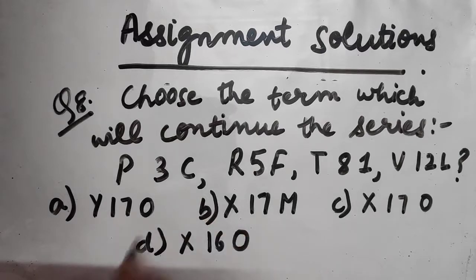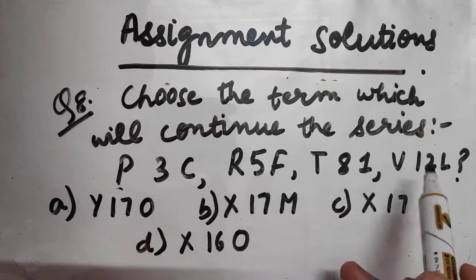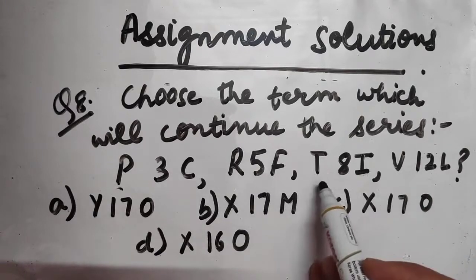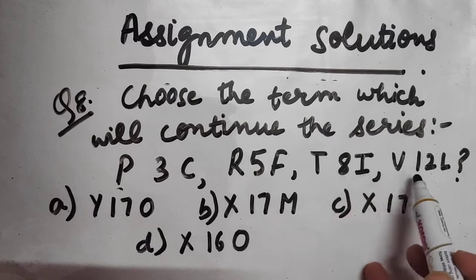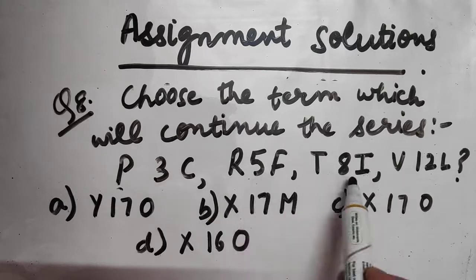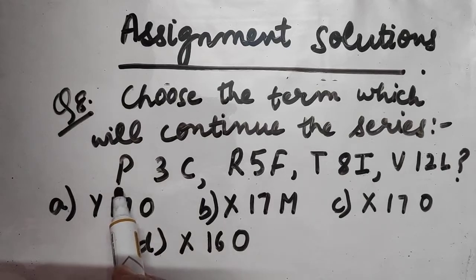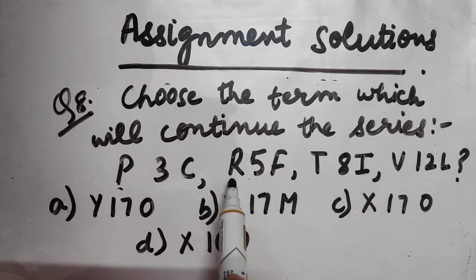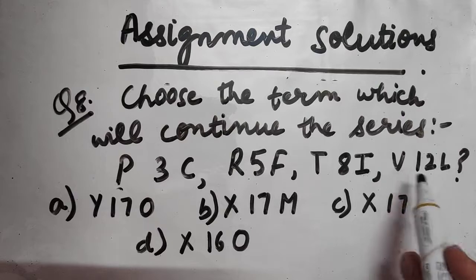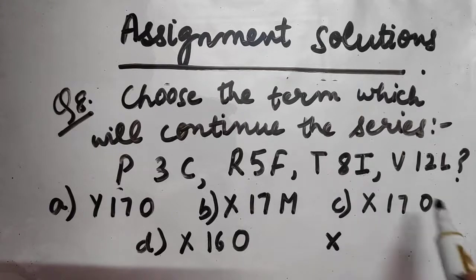So we need to find the relation of P, R, T and V, and similarly for 3, 5, 8, 12 and C, F, I, L. If I talk about the first letters, they are alternate letters, like P, then R, then T, then V. So ideally after V, what will be the next alternate letter? X should come if I follow this pattern.